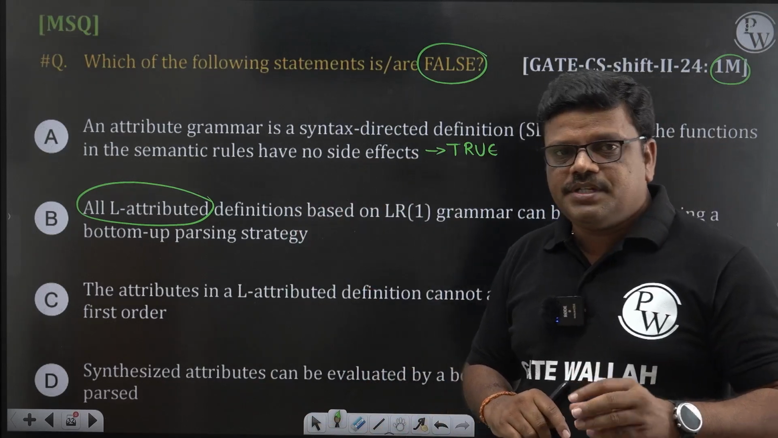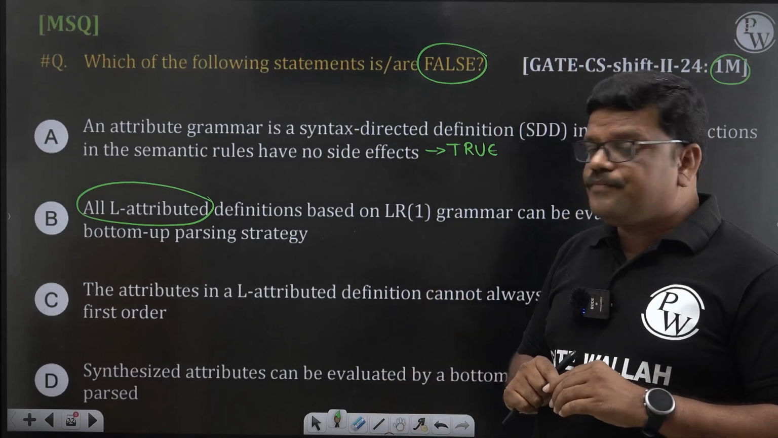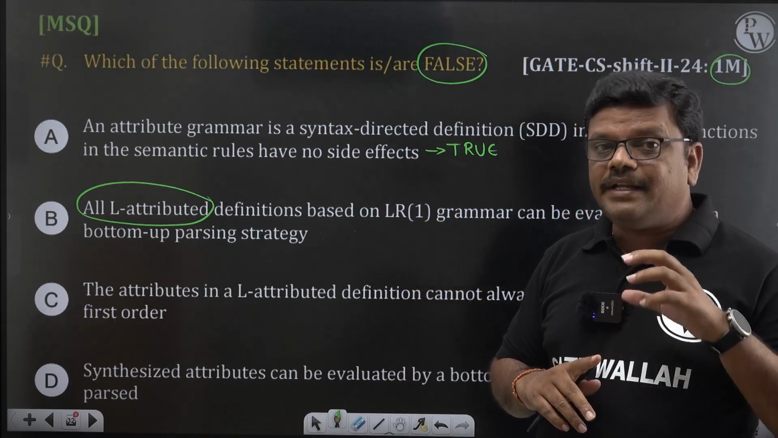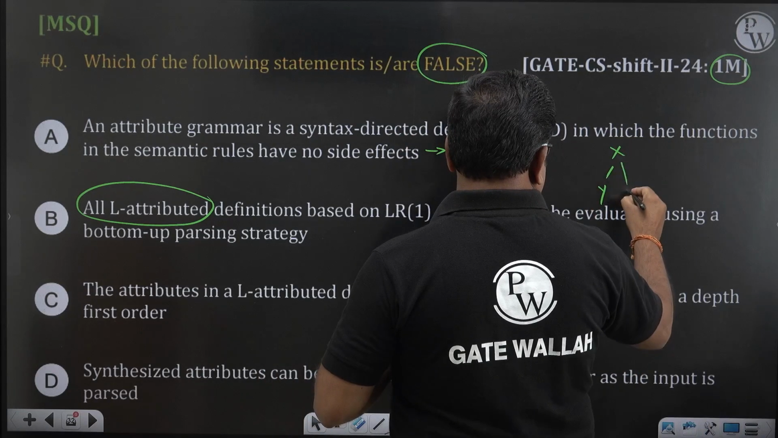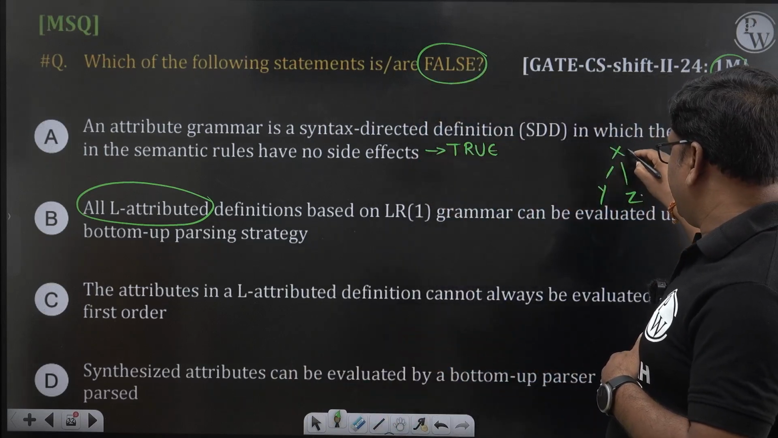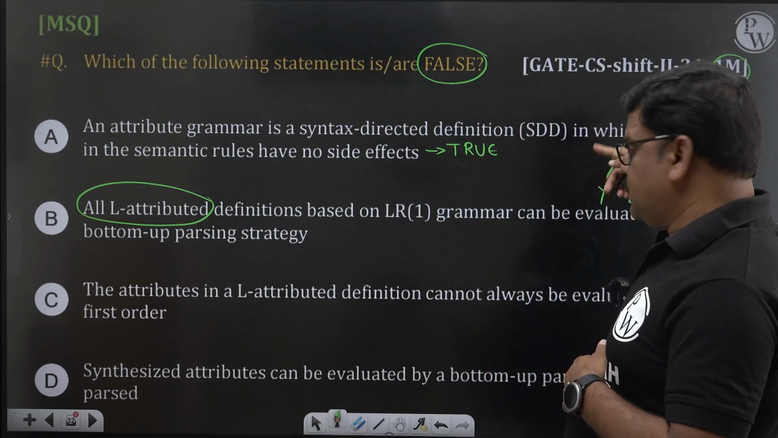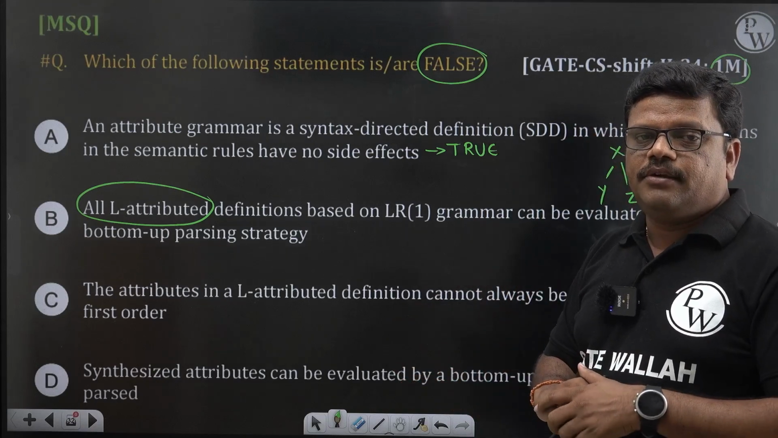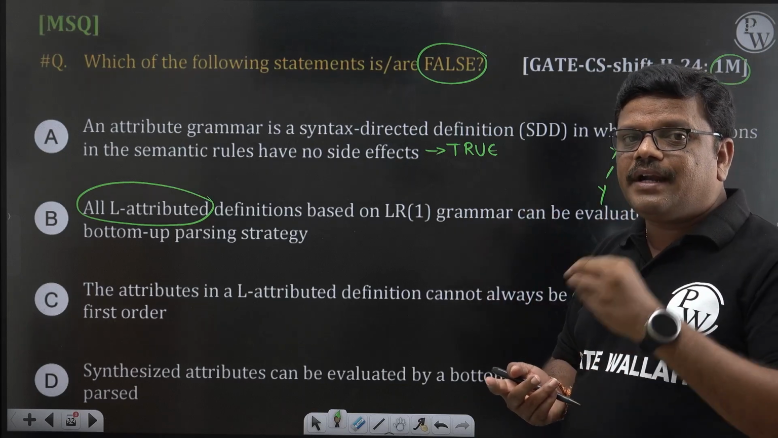In L attributed definition, synthesized attributes and inherited attributes, both are present. So, evaluation of synthesized attribute by bottom up parsing is easy, but whenever it comes to the inherited attribute, what is the inherited attribute? If we have a tree structure like this, the attribute value at a node is computed from parent. Synthesized attributes, this is inherited, getting the value from parent. We will get the problem with these type of attributes. Whenever we are evaluating inherited attribute in bottom up framework, the problem for inherited attribute arises.